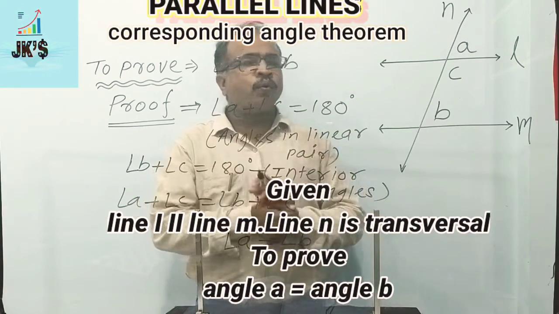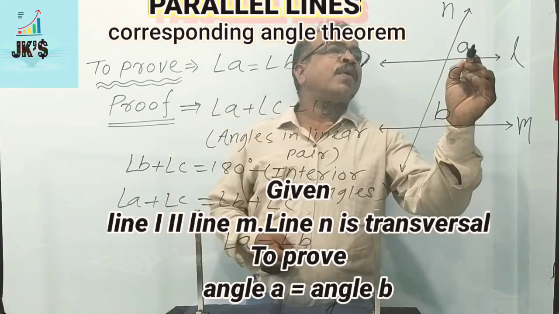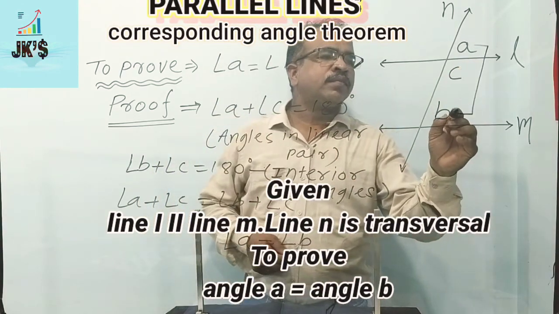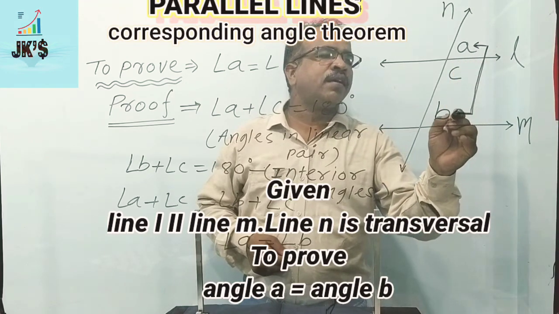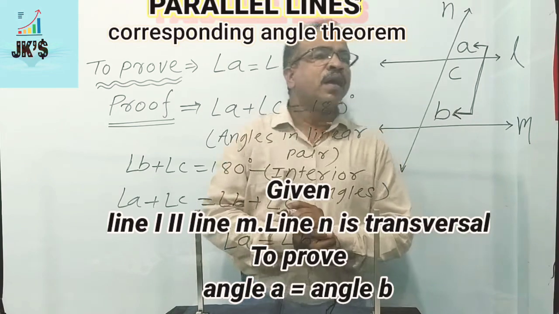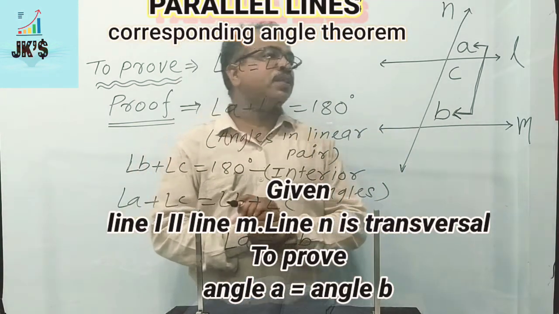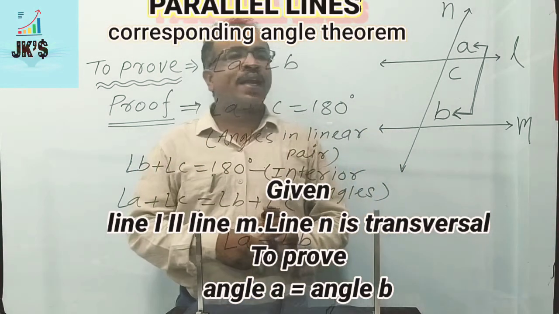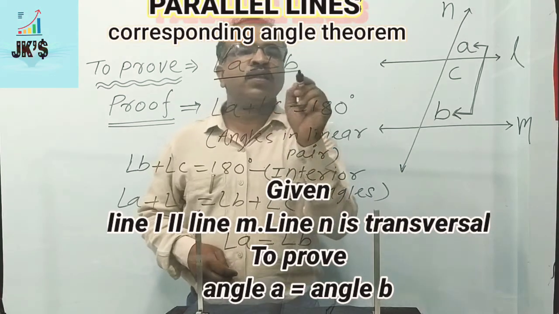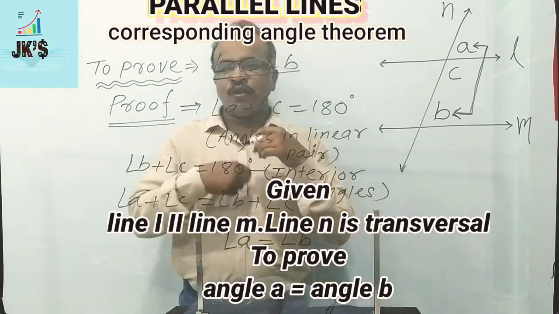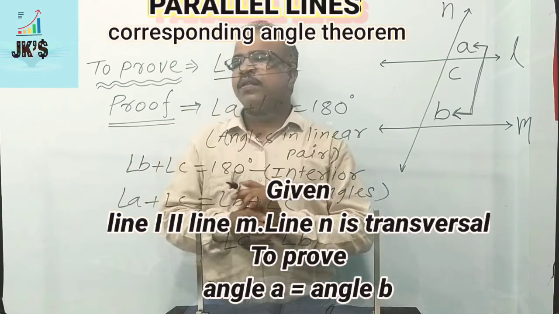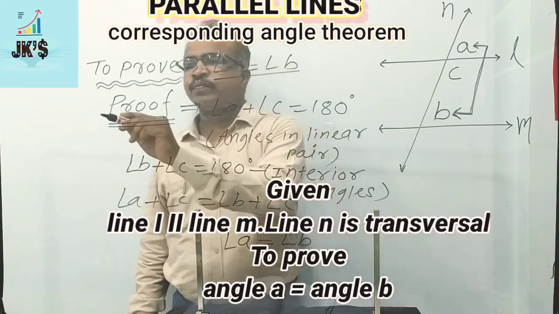What we have to prove? The pair of corresponding angles. This is the pair of corresponding angles. Angle A and angle B are of the same measure. Means we have to prove that angle A equals angle B. We have to use the direct proof method. Now the proof.